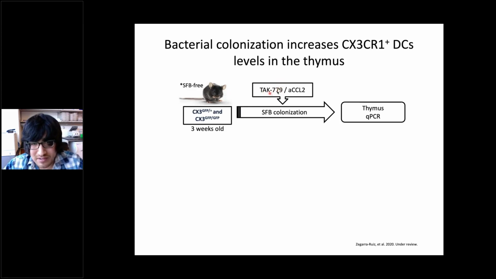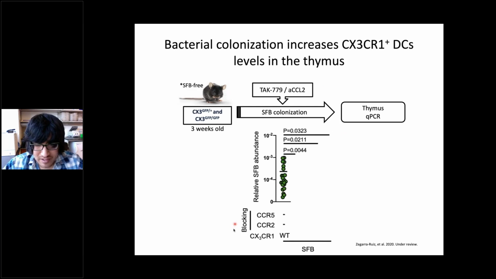However, since some of these ligands, mainly CCL2, which also targets CCR5, also targets CCR2, we decided to block CCR2 signaling by blocking its ligand with an anti-CCL2. So here we're going to show all the different combinations of blocking CCR5, CCR2 signaling, and CX3CR1. So as I showed before, in mice that were not blocked for CCR5 or CCR2 and that were wild type for CX3CR1, so basically wild type mice untreated and just colonized with SFB, we see pretty nice levels of SFB DNA in the thymus.